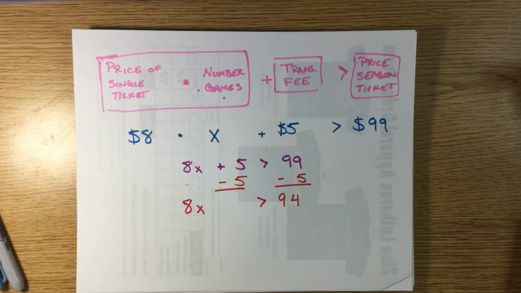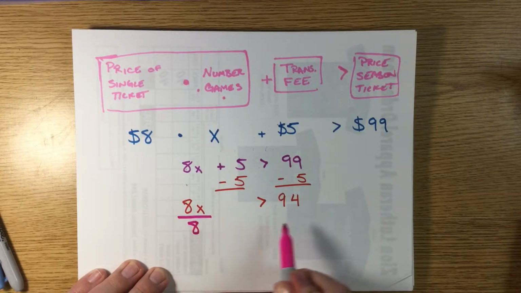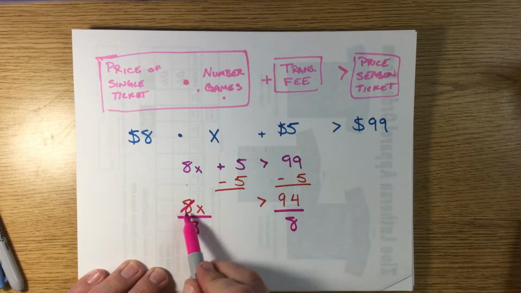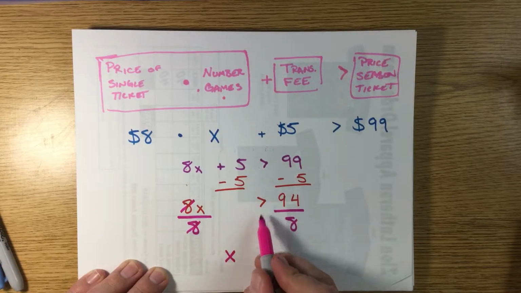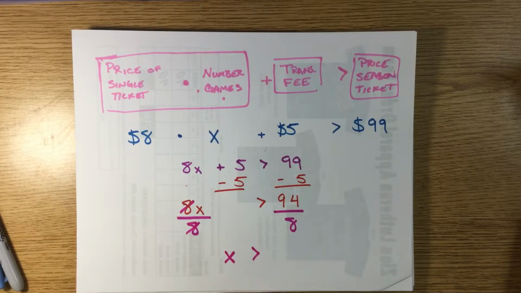So now to solve for x in this scenario, I'm going to divide both sides by 8, because x is being multiplied by 8. So the inverse of multiplying by 8 is dividing by 8. These cancel out. The 8's cancel out, leaving me with the x on the left. It's a greater than sign because I divided by a positive integer. So my sign did not switch. Remember, if we divide by a negative, my sign is going to switch. And then I've got to do 94 divided by 8.